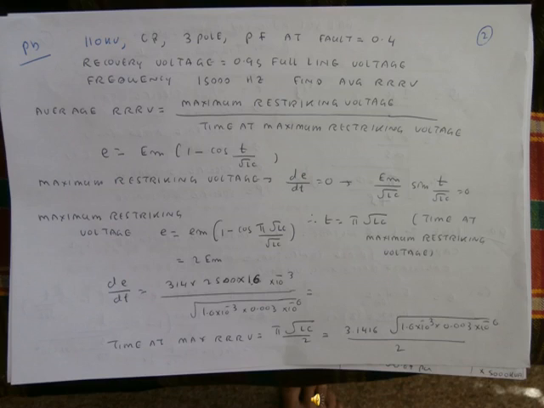So the maximum restriking voltage can be calculated: E equals EM multiplied by 1 minus cos divided by the square root of LC, so that will be 2 EM. So dE by dt equals 314 multiplied by 25,000 multiplied by 1 by 6 multiplied by 10 to the power minus 3, divided by the square root of 1 by 6 multiplied by 10 to the power minus 3 multiplied by 0.003 multiplied by 10 to the power minus 6. So the time at the maximum RRRV is equal to pi square root of LC by 2. That will be 3.1416 times the square root of 1 by 6 multiplied by 10 to the power minus 3 multiplied by 0.003 multiplied by 10 to the power minus 6, divided by 2.